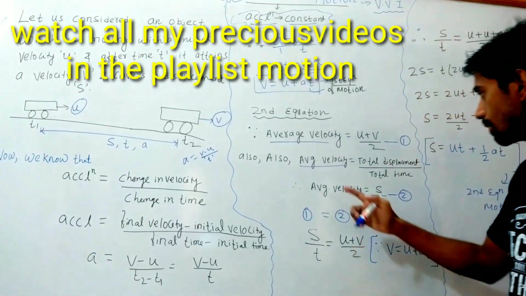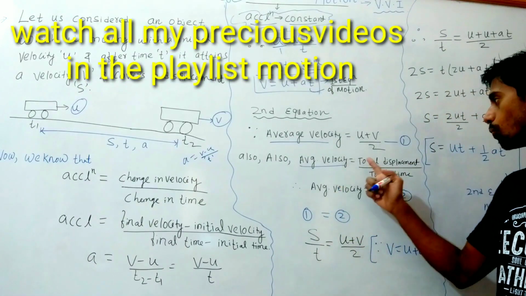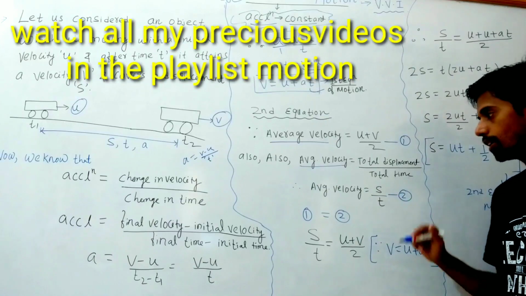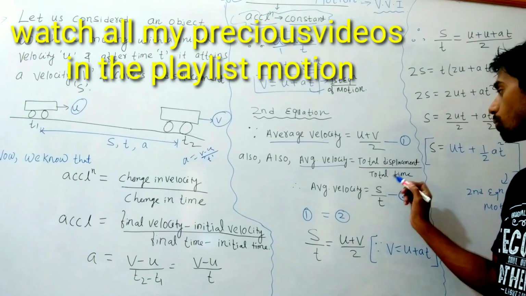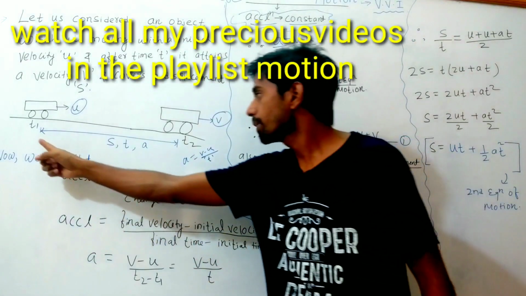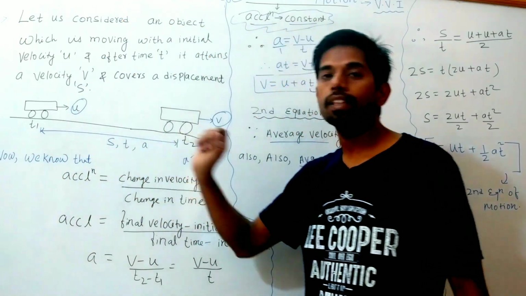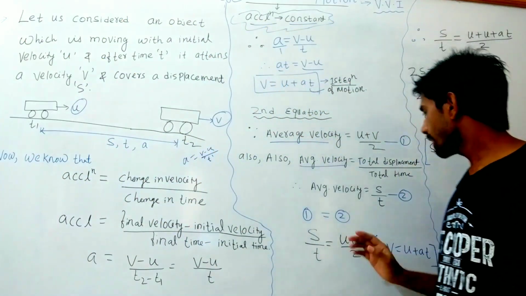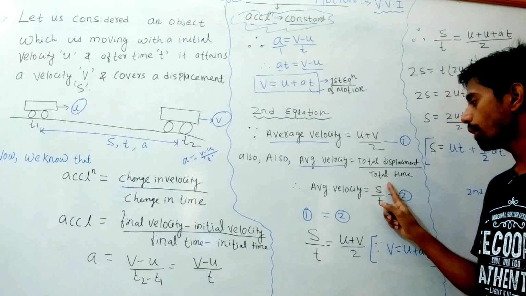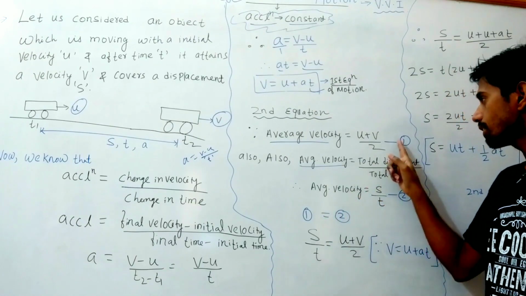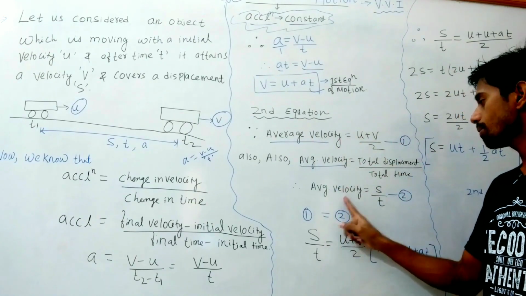So average velocity is also total displacement by total time. Now what is total displacement? Here you can see total displacement is s. Clear? So we can write average velocity is equal to s by t. So this is equation 1 and this is equation 2.